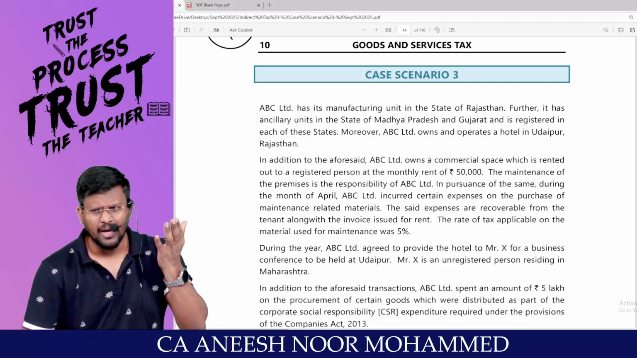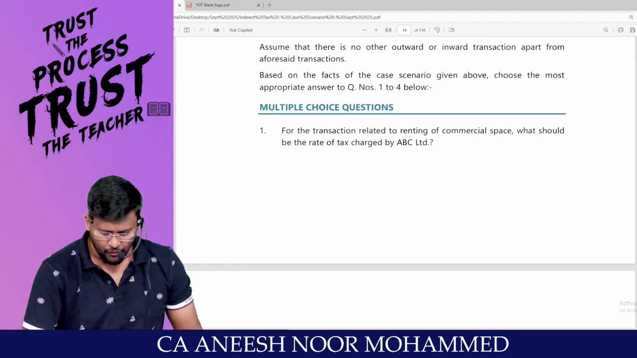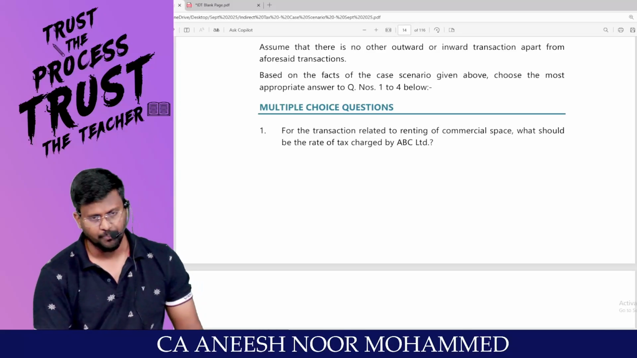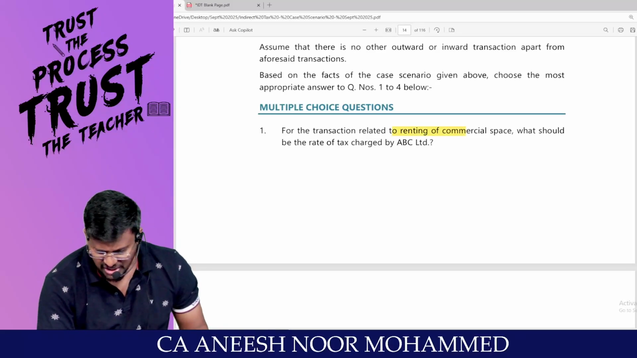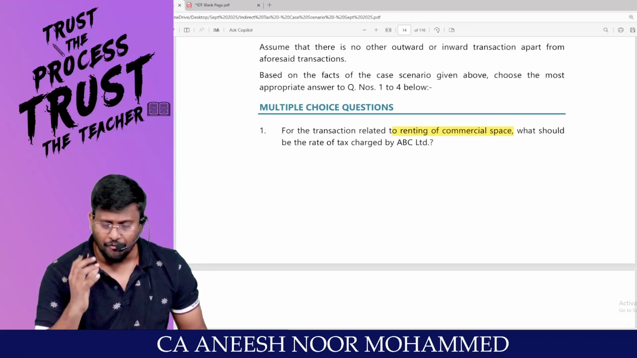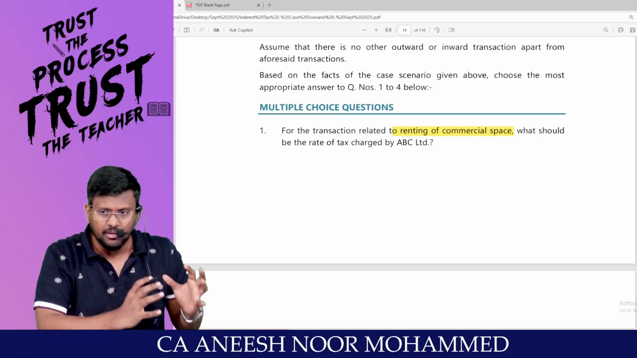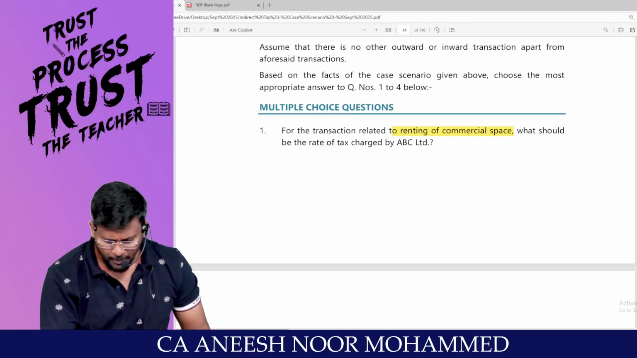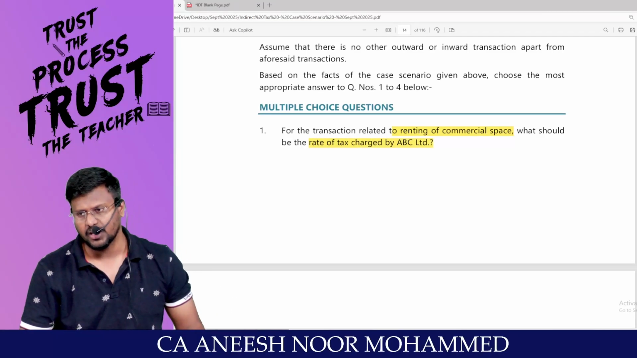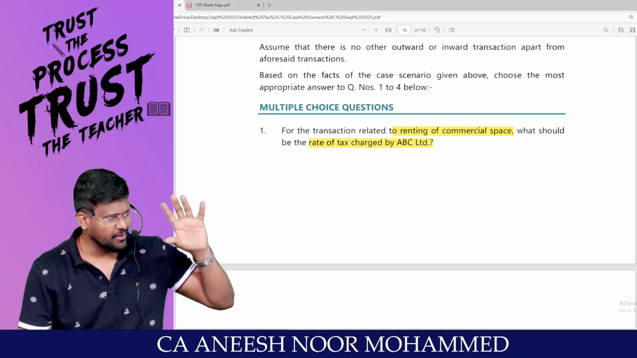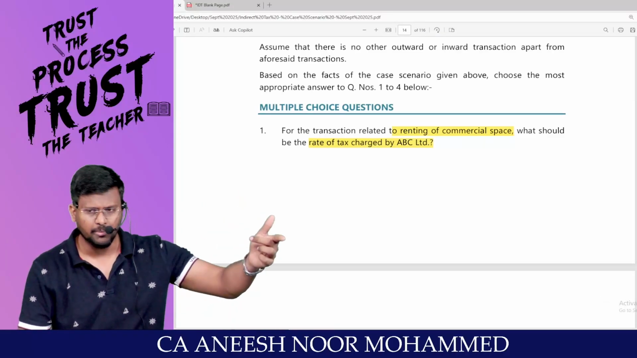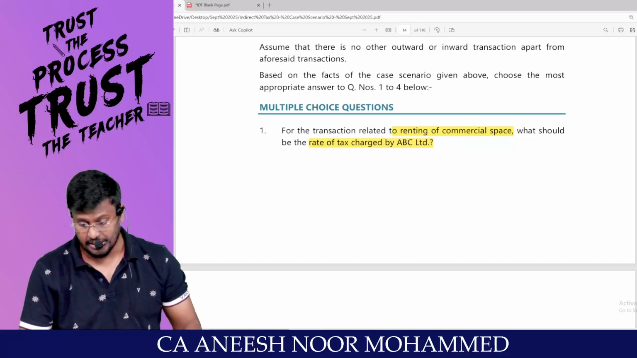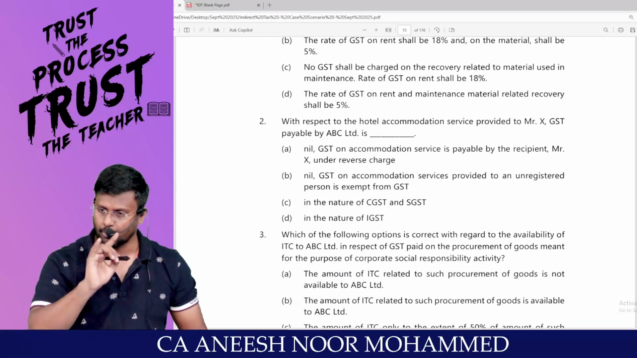Sir, always we have a rule that we will never read the case scenario first. First, we will read the requirement of the question. For the transaction relating to renting of commercial space, what should be the rate of tax charged by ABC Limited is the question. So they were having some commercial space. They have let out the commercial space. What should be the rate of GST is the question. Okay, we will come to it at the appropriate time.